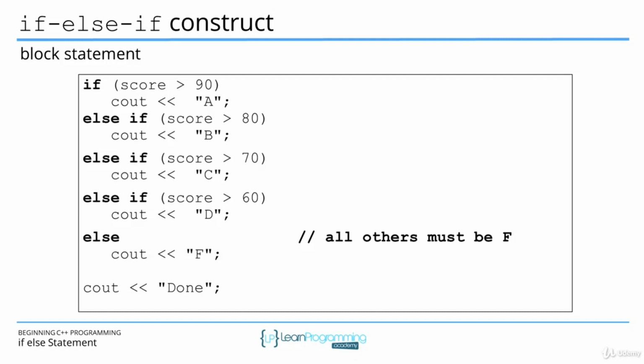Suppose the student scored a 75. First, we check to see if the score is greater than 90.